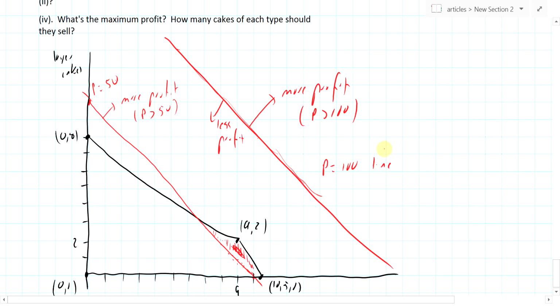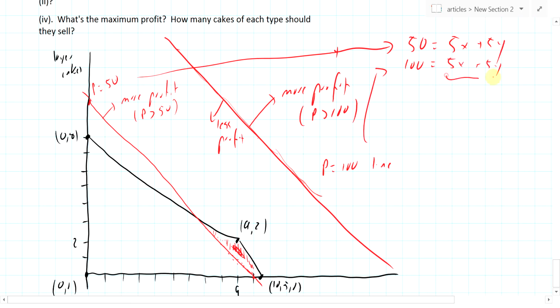And what's the relationship between these two lines? The profit equals 50 line is 50 equals 5x plus 5y. The profit equals 100 line is 100 equals 5x plus 5y. Note, slopes are the same. These are parallel lines, right? This line and this line are the same, because what's the slope of a line that's in standard form? Well, it's minus a over b. So the slope of this one is minus 1. The slope of this one is minus 1.